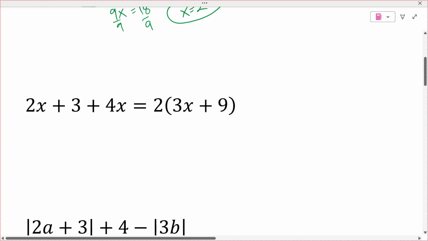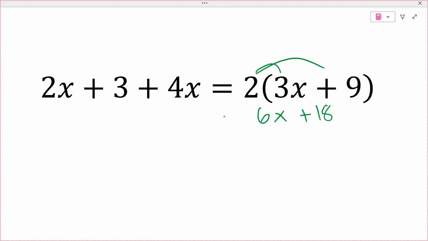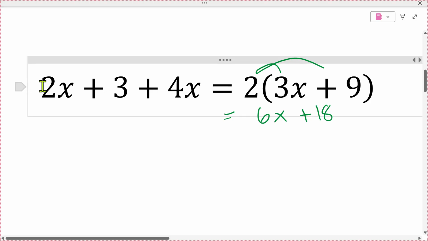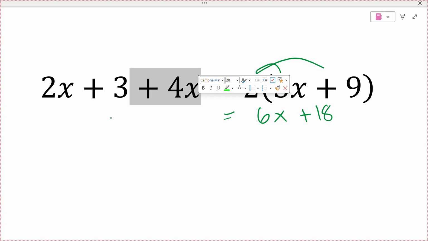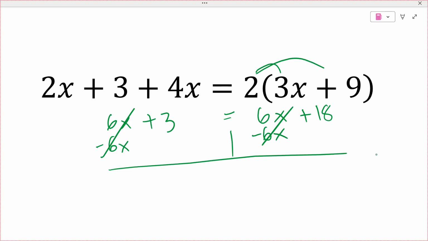Okay, one more multi-step. Again, this one I would want to distribute to get these guys out of here. I'm going to clean this side up a little bit on the left. Again, if things are on the same side, you can combine them how they are. So I can do 2x plus 4x makes 6x, and then I still have that plus 3, right? From here, I've got my variable on both sides. I want to get it all on one side, so I'm going to minus 6x. This cancels over here, and uh-oh, it cancels over there, right? So I'm left with 3 equals 18.